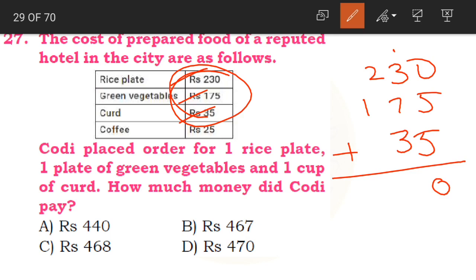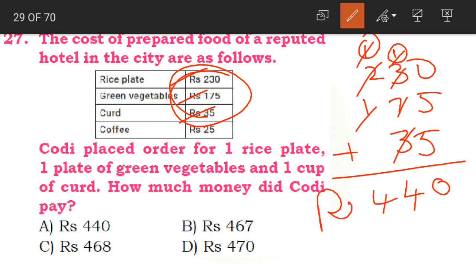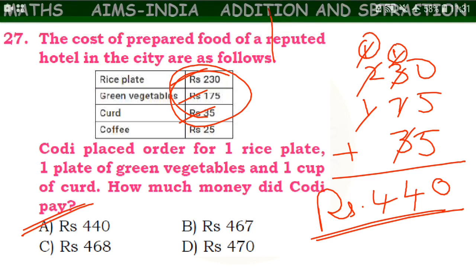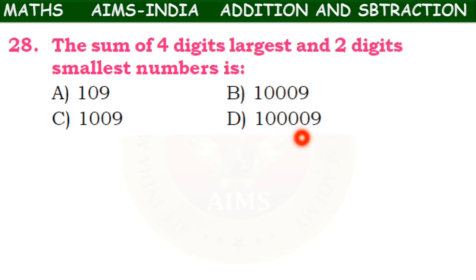5 plus 5, 10, 0 here, 1 carried. Yes children, 3 plus 1 is 4, 4 plus 7 is 11, 11 plus 3 is 14, 4 here, 1 carried. 1 plus 2 is 3, 3 plus 1 is 4. How many rupees did he pay? 440 rupees. That is option number A. I hope this is clear, children. Coming to question number 28.